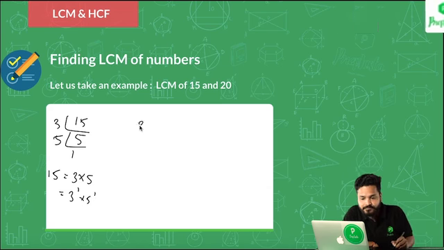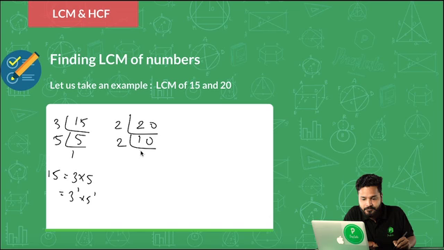Similarly, 20. I can divide it with 2, I get 10. Again, I can divide it with 2, I get 5. I cannot divide it with 3, so I divide it with 5 and I get the quotient as 1. So 20 becomes 2 square into 5.